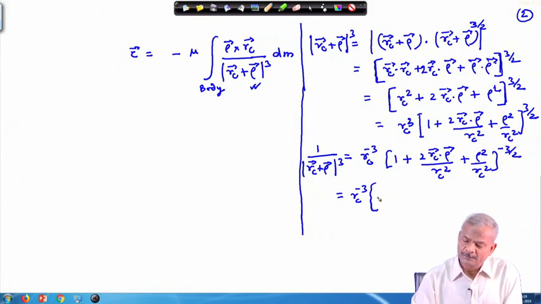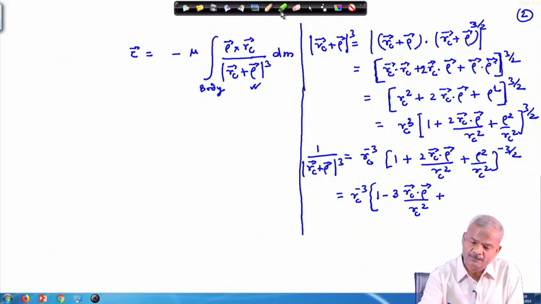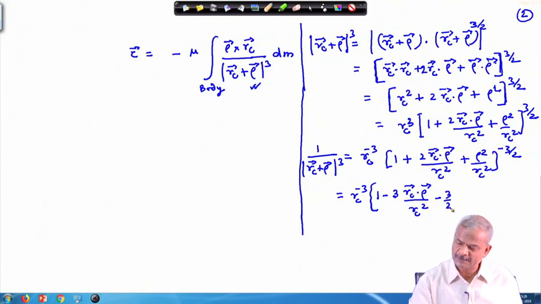Okay. And if we do the binomial approximation to the first order, this will be minus 3 by 2 and then multiplied by 2. So, that gets cancelled out. So, this is 1 minus 3 R c dot rho divided by R c square, minus. So, these are the places where the mistake can occur. Okay. So, here once we are taking the binomial, I just wrote it plus, but it should be minus here. So, this is minus 3 by 2 rho square divided by R c square.